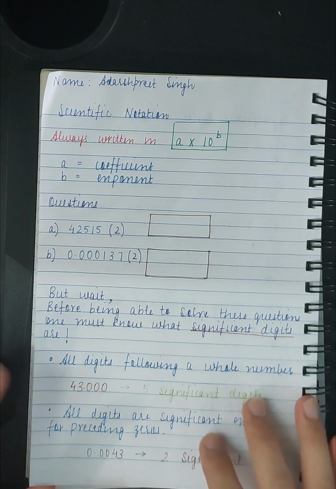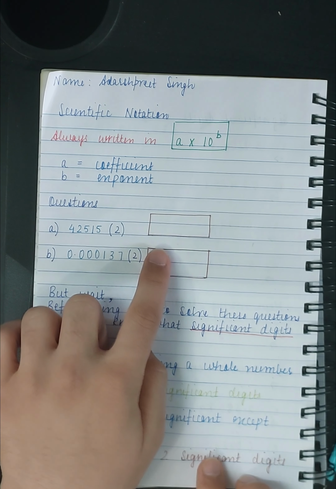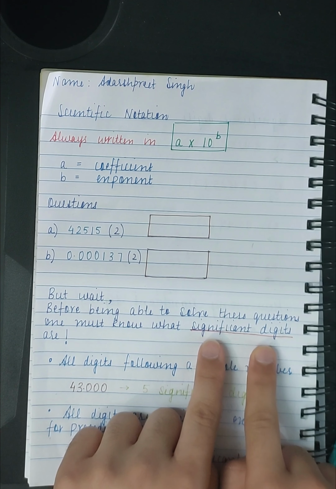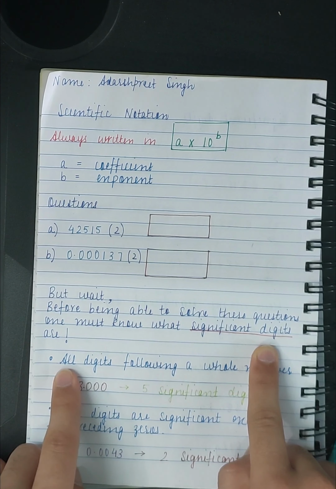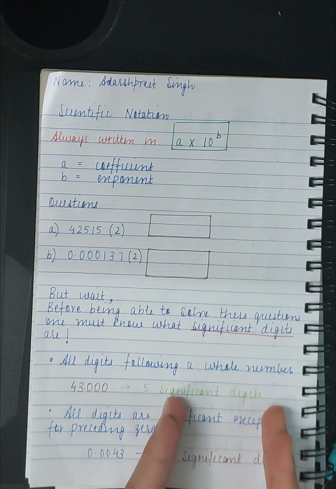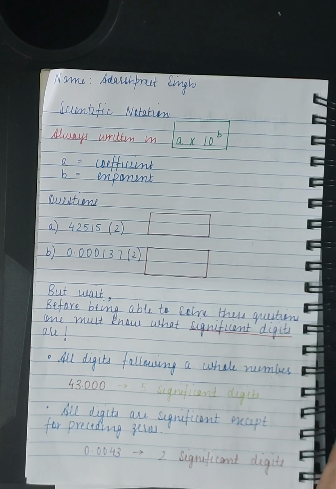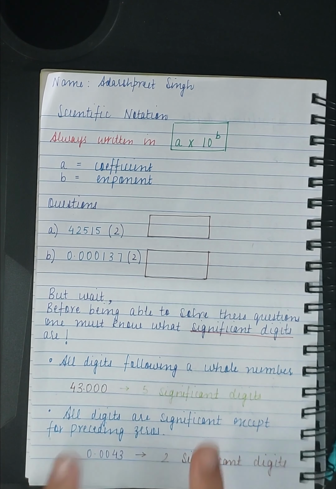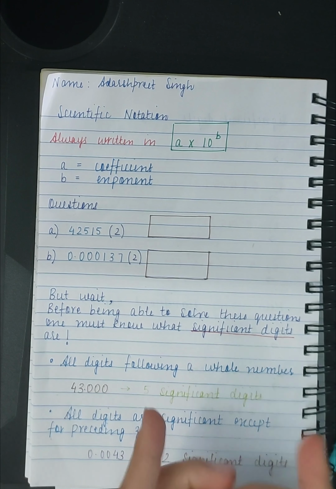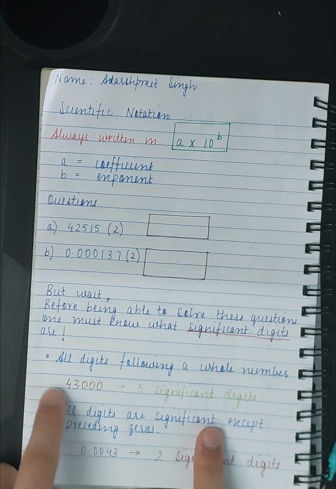The question asks us to convert 42,515 to two significant digits. Before solving these types of questions, one must know what significant digits actually mean. Let's read them out. All digits following a whole number are considered significant digits. The number here is 43.000, with 3 trailing zeros after 43. According to the definition, we would consider these 3 zeros also to be significant digits. That gives me 5 significant digits in total.